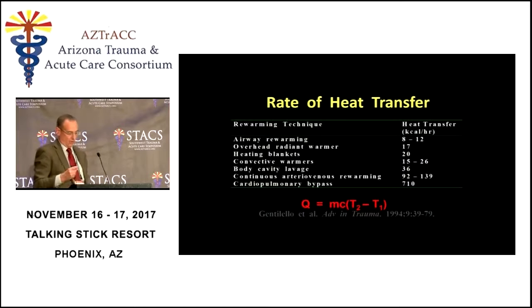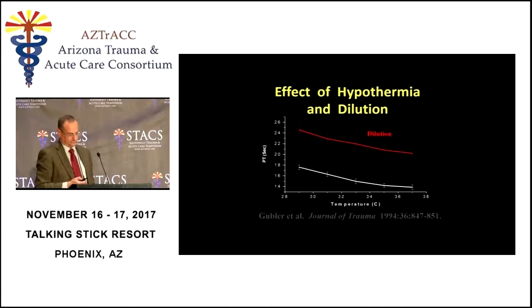It's very important. The only way to overcome it is either with continuous arteriovenous rewarming. You put a catheter in the femoral artery and a catheter in the femoral vein, hook up those catheters to a Level 1, and set up a closed circuit, and you give about 100 kcals per hour that way, or cardiopulmonary bypass, 600 kcals per hour. But you don't want to put your patient on cardiopulmonary bypass because you made them cold with the acidotic normal saline.